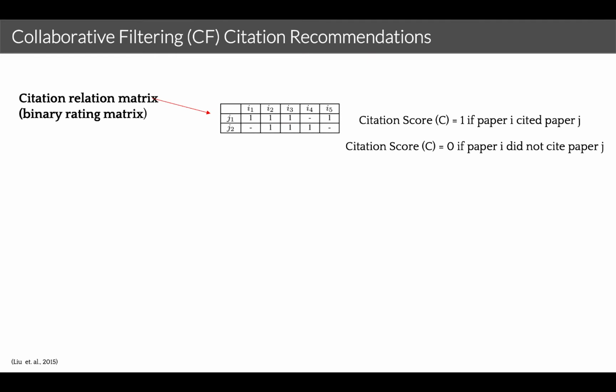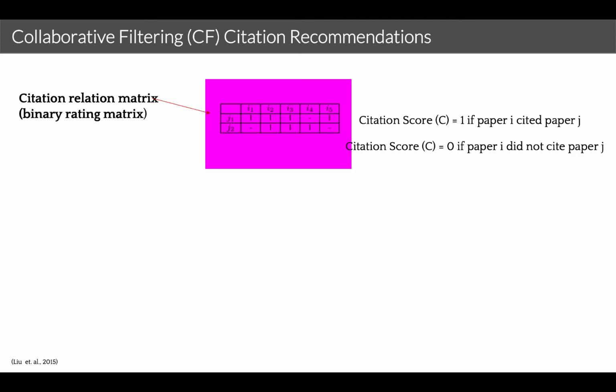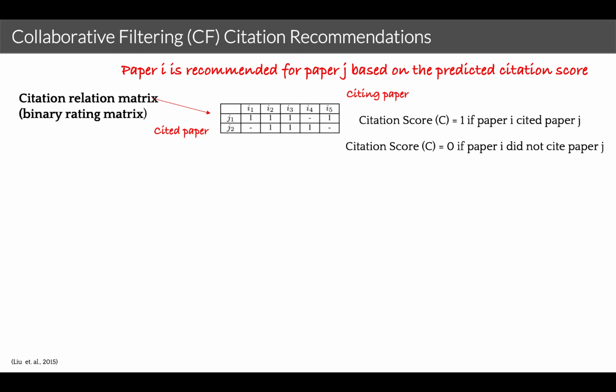In the citation relation matrix, the citation score C is 1 if paper I cited paper J, and of course it's 0 if paper I did not cite paper J. This matrix can be viewed as a binary rating matrix. The tables show the citation relationship between citing papers I1 through I5 and cited papers J1 through J2. The paper I, we can say, is recommended for paper J based on the predicted citation score.